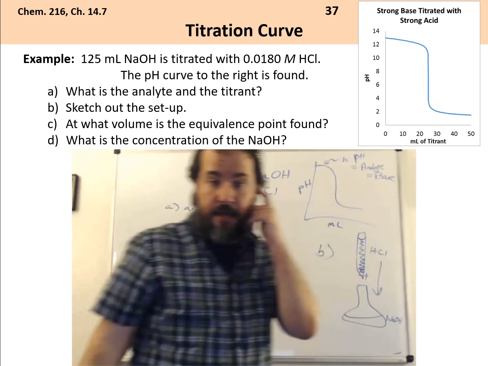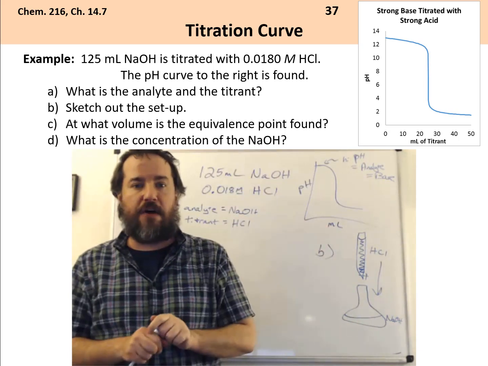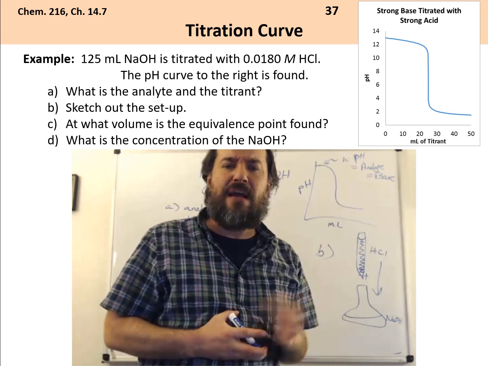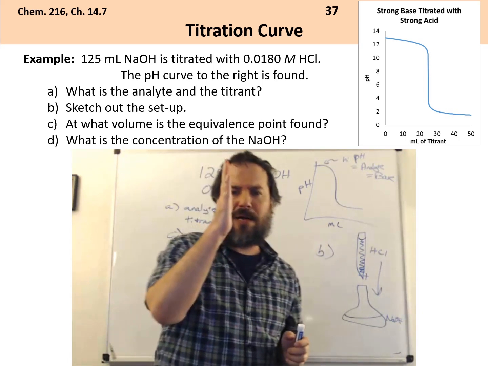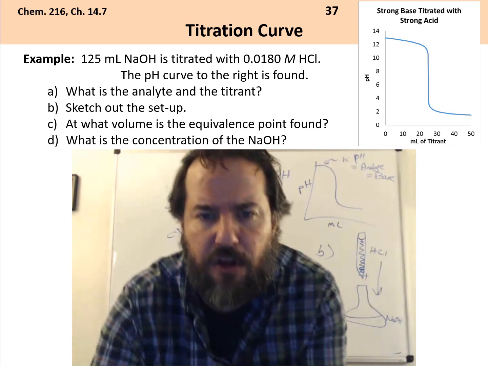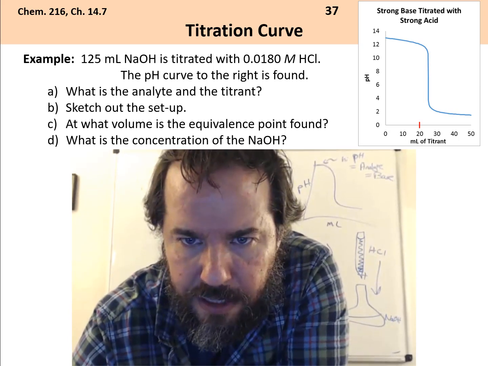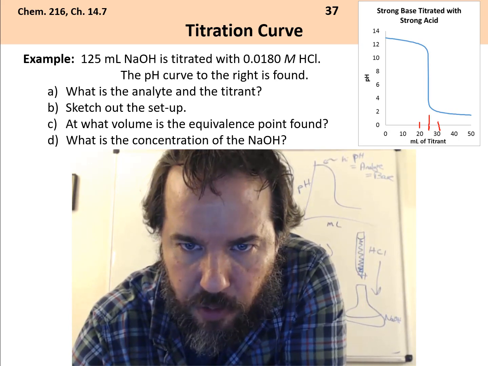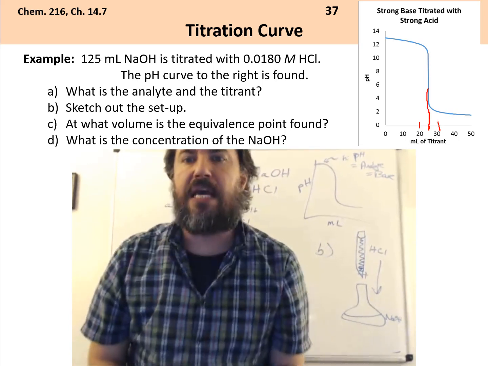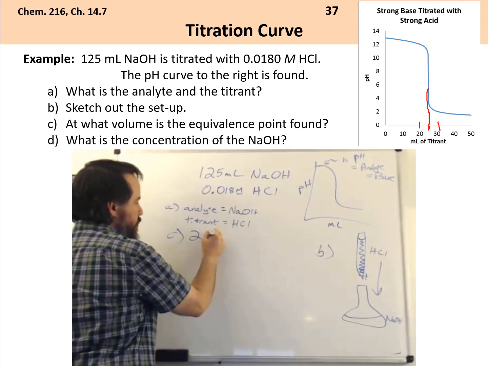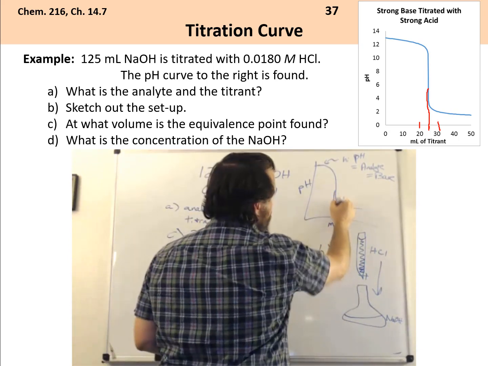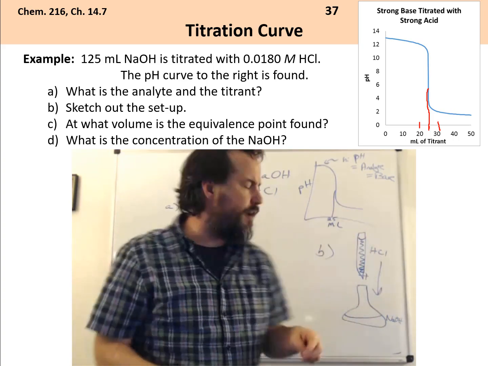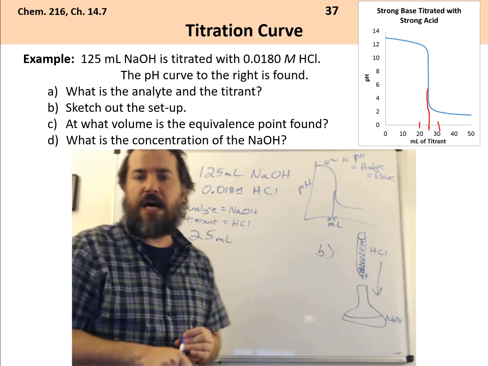Let's get into C. All right. At what volume is the equivalence point found? That's where I use this curve. Okay, now in reality I can't know exactly where that is, but if I look here, here's 20, here's 30. So at what volume is this equivalence point? Well, it looks to be pretty much exactly between the two, 25 mLs. If you said 24 or 26, that'd be fine. But we're going to go with 25 mLs.